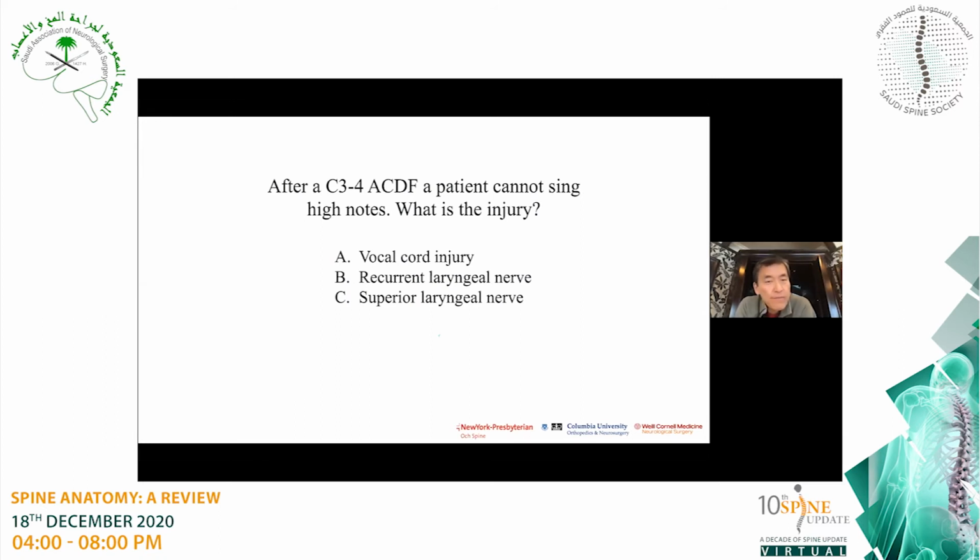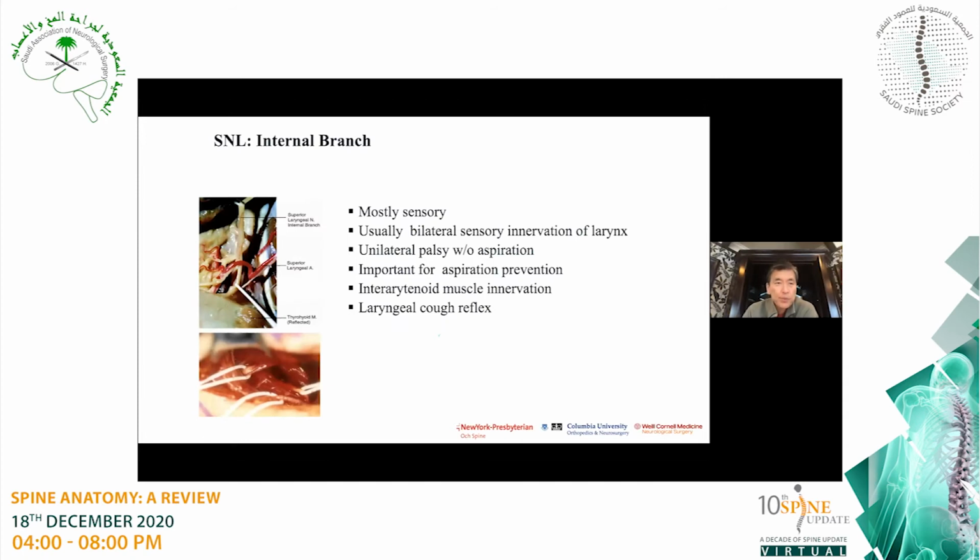After a C3-4 ACDF, a patient cannot sing high notes. What is the injury? Did they injure the vocal cord? Did they injure the recurrent laryngeal nerve? Or did they injure the superior laryngeal nerve? And the answer is the superior laryngeal nerve. This has two branches. The internal branch is mostly sensory, and usually it comes in from both sides. So you can injure it on one side and still feel things when you swallow.